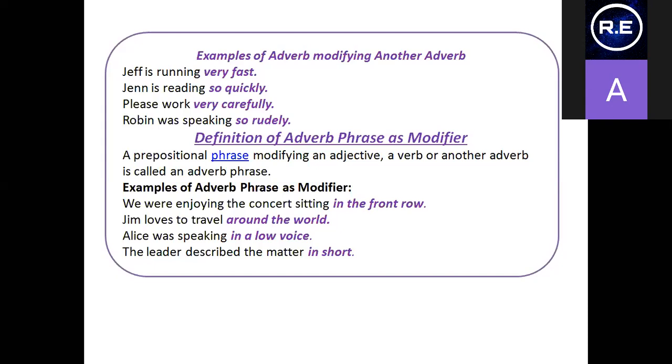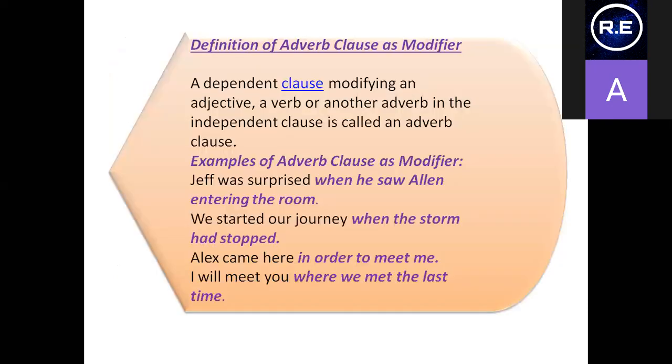Is it clear? Anyone didn't get it? Any questions regarding this? No. Okay. Now, the definition of adverb clause or modifier: a dependent clause modifying an adjective, a verb, another adverb. Any dependent clause is called an adverb clause. For example, Jeff was surprised when he saw Alan entering the room.